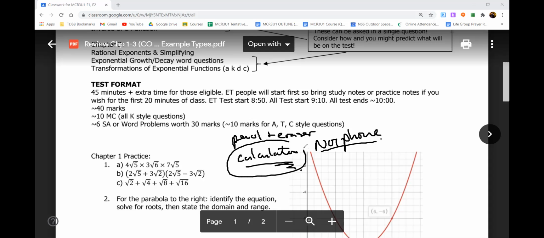Please be prepared. Even if you prepared and then you forgot your calculator at home because you were studying so hard, I can't help you. This is your responsibility. Okay? Same thing as bringing a pencil to school. Calculator is your responsibility. Okay.